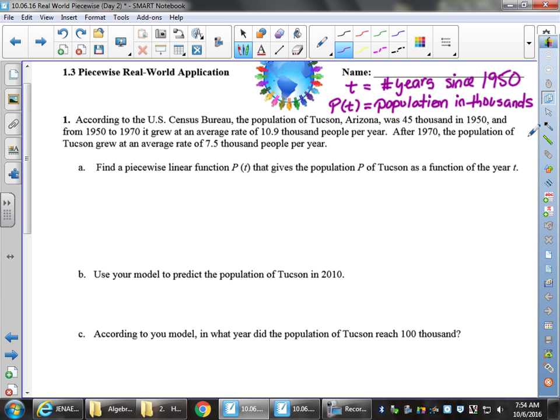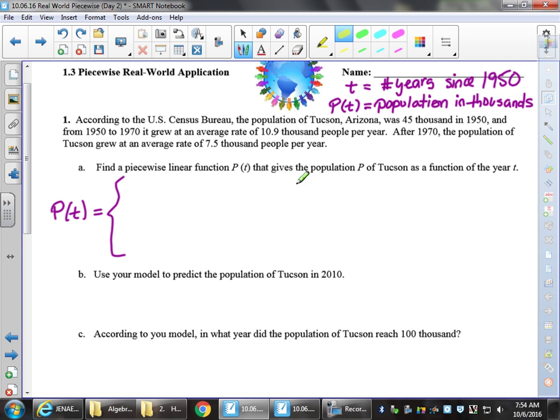Okay, very good. We now have a framework for what we're going to do. So it says, find a piecewise linear function, P of T, that gives the population P of Tucson as a function of the year T, which just means P of T. Piece by piece. Who sees my first piece? Looking for my first piece.